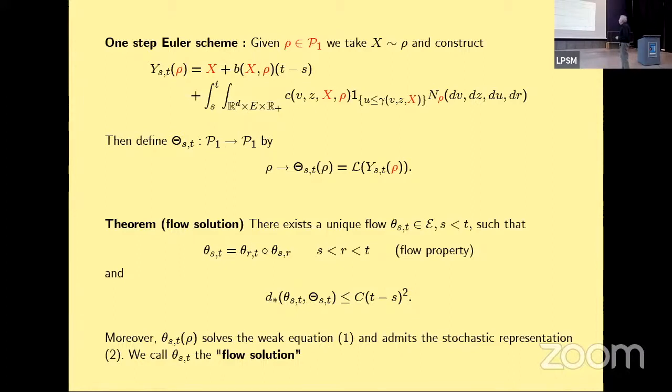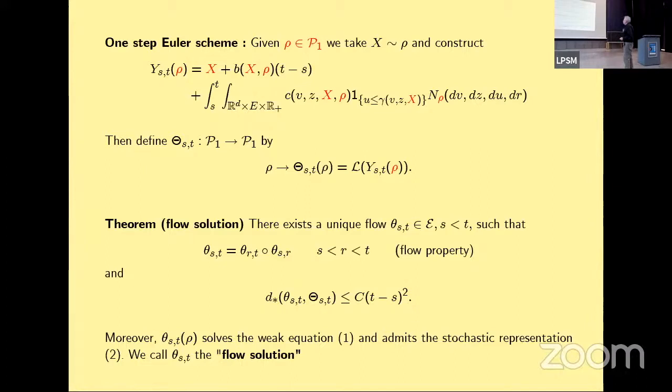And now I have the following theorem. There exists a unique flow theta_{s,t} in A of endomorphisms for s smaller than t, such that it has the flow property: if I go from s to r and from r to t, it is the same thing as going from s to t. So it has a flow property. And at the same time, the second condition is that d star of theta_{s,t} and capital theta_{s,t} is less than C (t minus s) squared.